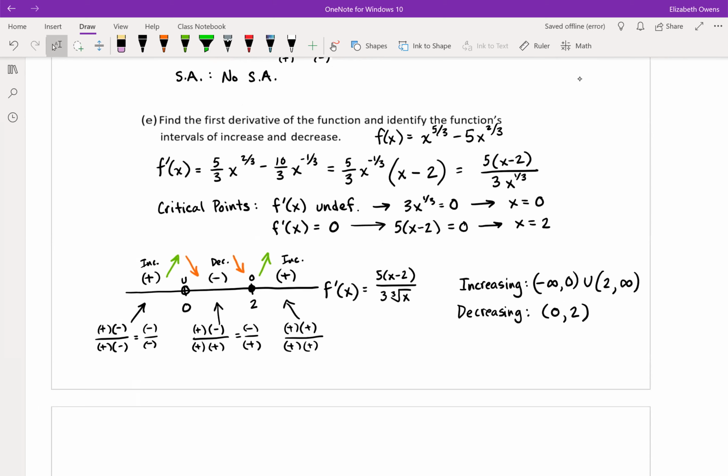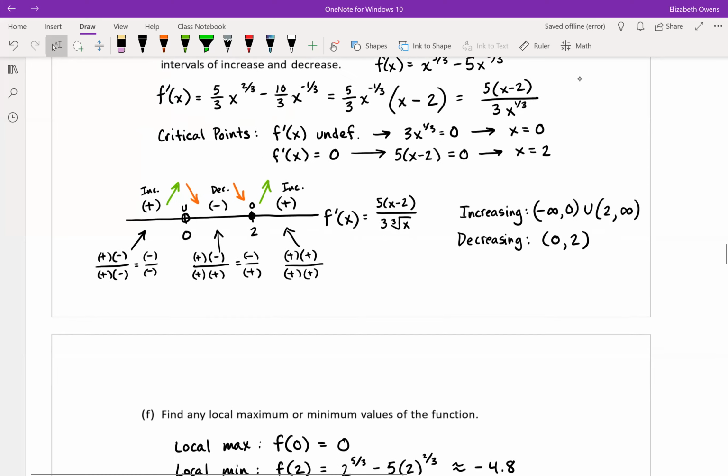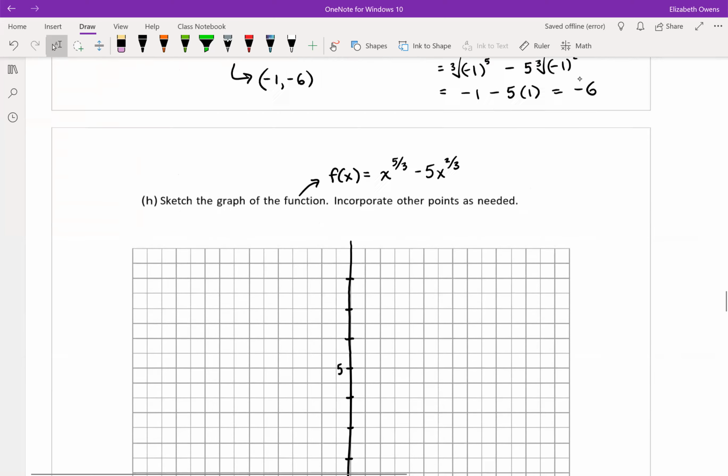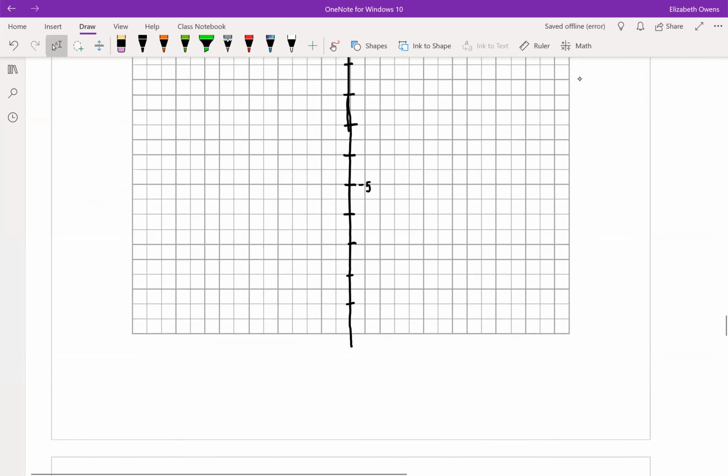Now for the first derivative and second derivative, increase, decrease, concave up, concave down, that type of stuff. We are going to use these number lines, and here, I'll show you how. Okay, I'm going to transfer both number lines down to the bottom of this page.